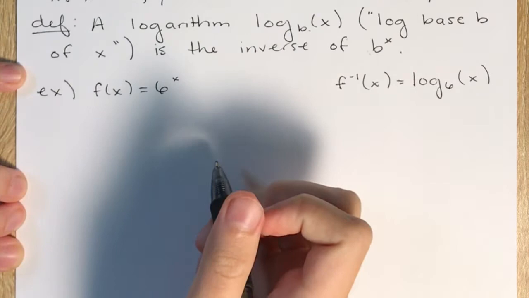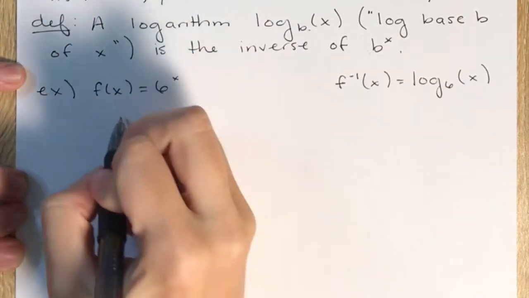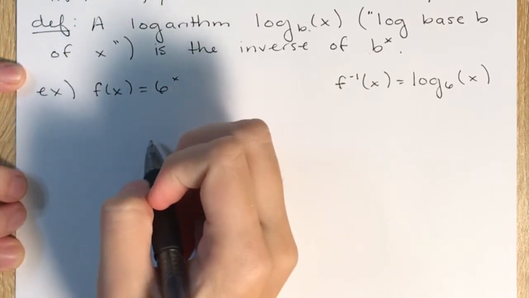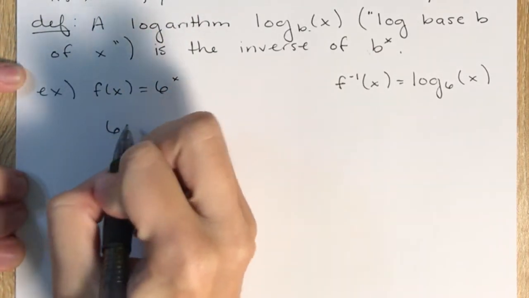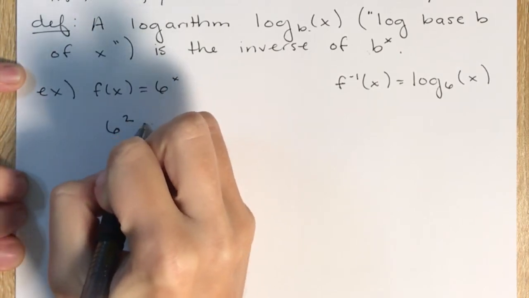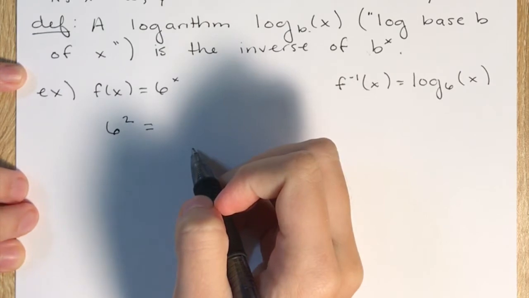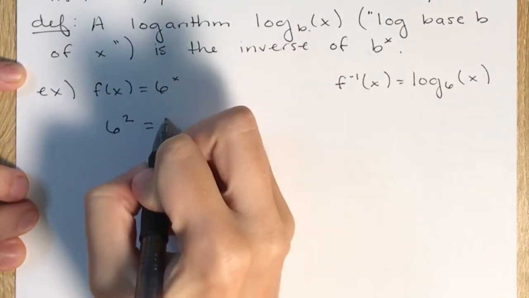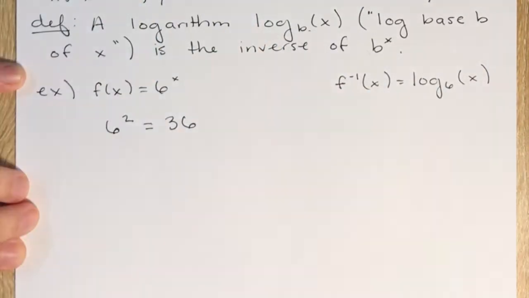So what does this mean? Let's look at a very particular example. If I plug into this function, let's say x equals 2. Then I would have 6 squared. X is 2. What is this equal to? Well, this is just 36. So what does that mean over here for our inverse?